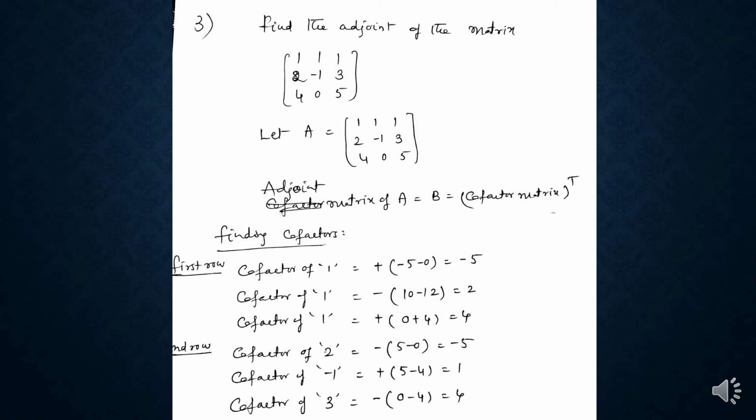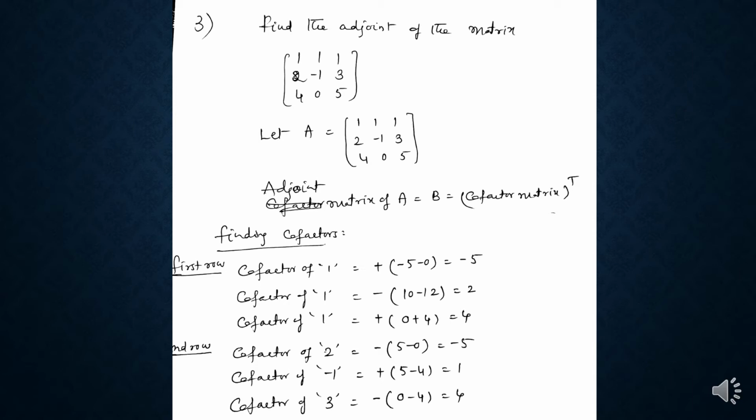Now the third element is cofactor of 1 is equal to plus into, by deleting this column and row we will get 2, minus 1, 4, 0. So that is plus into 0 plus 4, that is equal to 4.